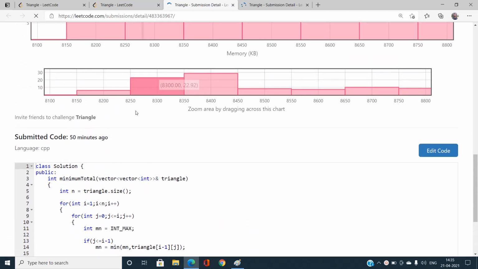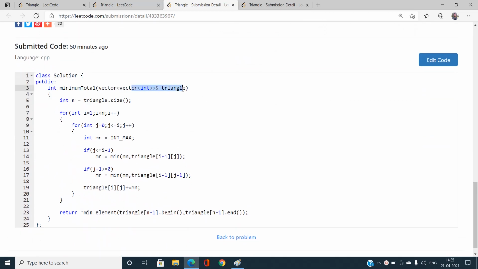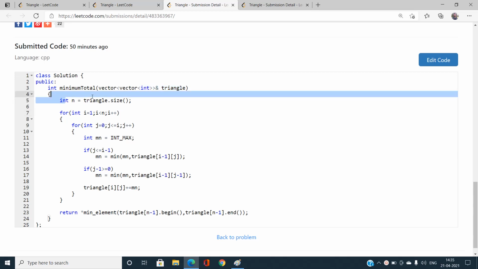You can see I have this triangle vector, the triangle representation of the 2D matrix, and n is going to represent the maximum number of rows this triangle representation can have. Starting with i equal to 1, it goes up to less than n, because for the first row it is not required to modify it, since it is actually the beginning one.